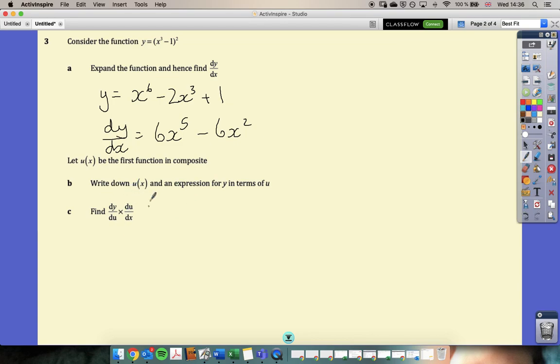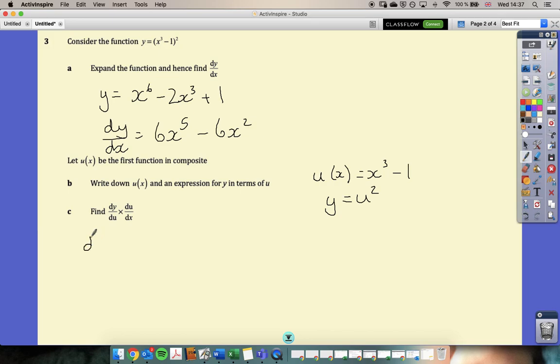Okay, we're going to do the same process as before. We're going to think of an inside function. This is the first thing that's happening to x. We're doing x cubed minus 1. And then the outside function, the second function, is squaring. So u in terms of x is x cubed minus 1. And we can think of y as being u squared. This squared is the same as this. Okay, we're going to find dy by du. We're going to multiply it with du by dx. And we're going to write this all in terms of x at the end.